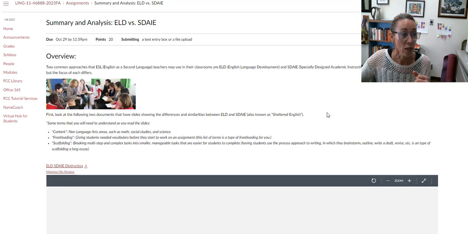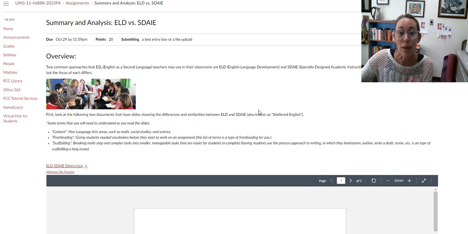Then the next one is about two different methodologies for teaching English learners. One is called ELD, English Language Development, and the other one is called SDAIE, Specially Designed Academic Instruction in English, or sometimes called Sheltered English. And they're just kind of two different approaches or two different methodologies. Many times a classroom will use a combination of both, but it's important to know the distinctions and the functions of both.